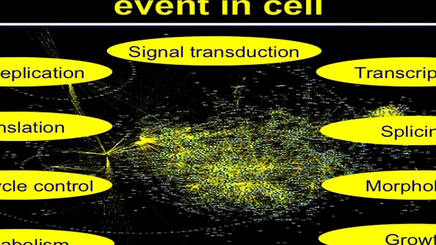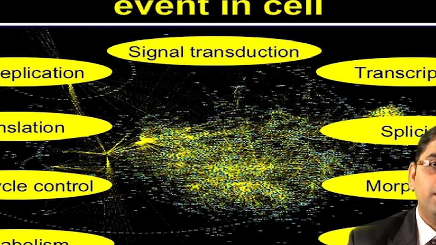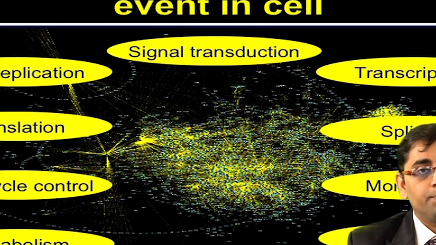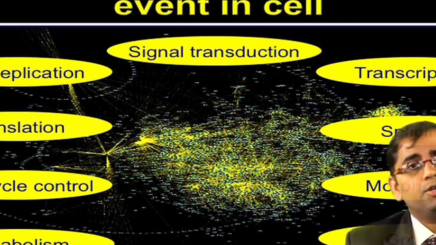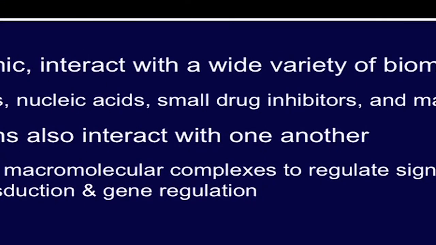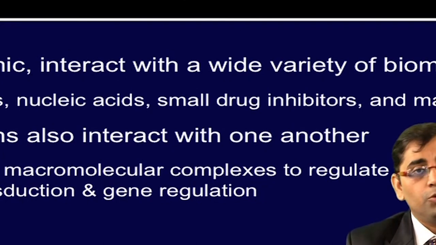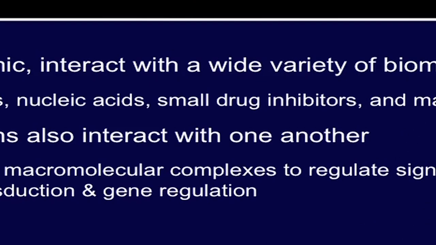Therefore, protein interactions are very essential for any cellular mechanisms. Several examples are illustrated in this slide, and by the end of the course, you would be able to list many more examples here and understand more deeply how protein interactions are essential for the activity of the cell. So, what is the significance of studying protein interactions? Proteins are dynamic and interact with various biomolecules and regulate several functions including signal transduction and gene regulation.